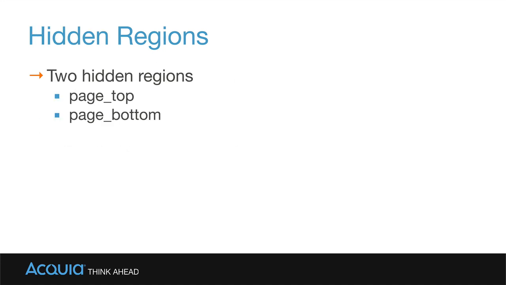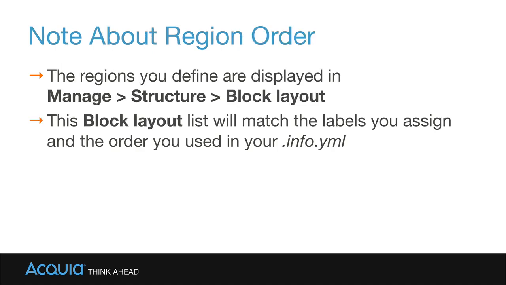There are 2 hidden regions that must be declared: page top and page bottom. They're not available for blocks, but modules and Drupal system messages utilize them, and so they're absolutely required. If we declare one region, we must declare these 2. In our .info.yaml file, the order is important. This is the order that we'll see our blocks when we go to manage our blocks in Structure, Block Layout.